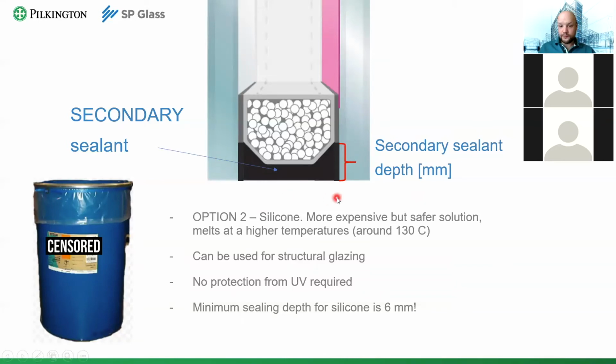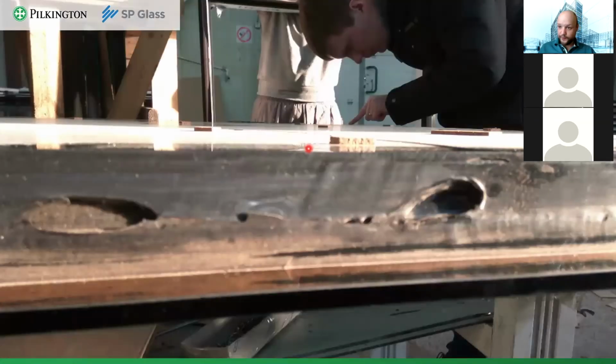Silicone is better overall, apart from being much more expensive, because it doesn't care about the conditions in which you are handling it. And because it is not afraid of ultraviolet rays, it can be used in structural glazing. Now that's where the silicone depth comes into play.